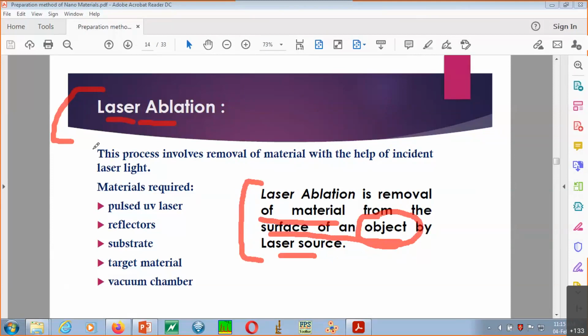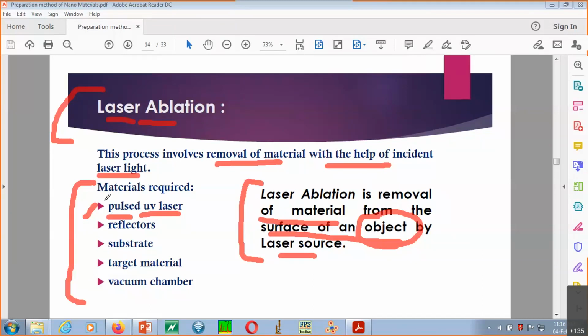This process involves the removal of materials with the help of incident laser light. So basically you require a laser source. Here are the things you require for this process. A pulsed UV laser. You may be familiar with this word laser. There are a variety of laser systems. In your syllabus we discuss only ruby and helium neon, but apart from that there are so many systems available. But in this particular case of laser ablation, it is a UV laser, and that too a pulsed UV laser.